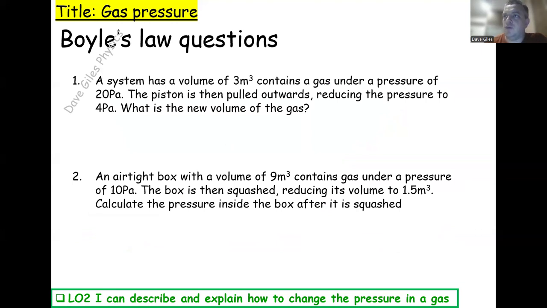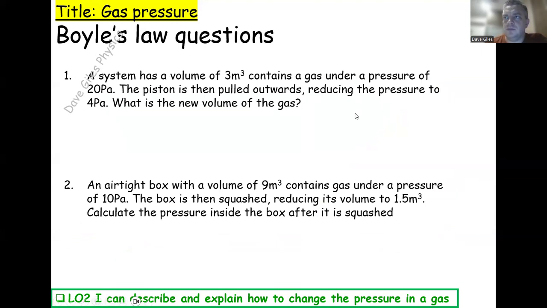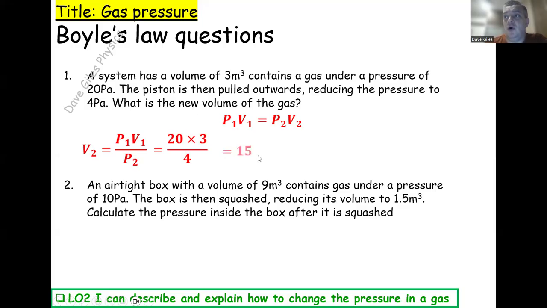Okay, and the answer to the first one, again, we're using the same formula as before. P1V1 equals P2V2. V2 then is P1V1 over P2. So 20 times 3 divided by 4, which gives me 15 meters cubed.